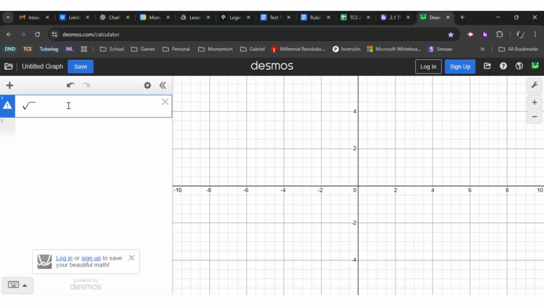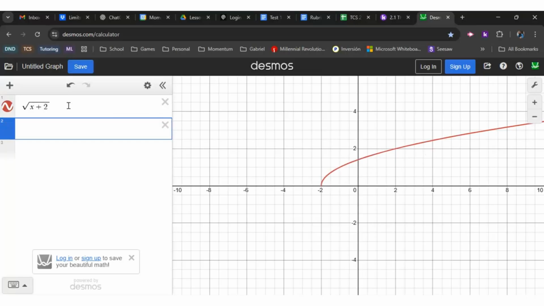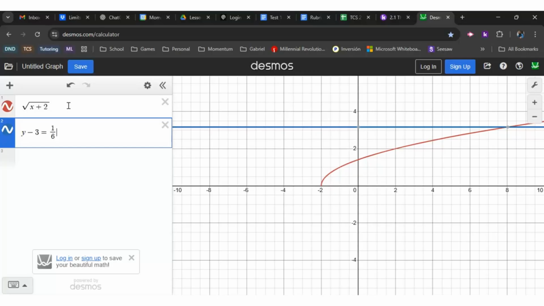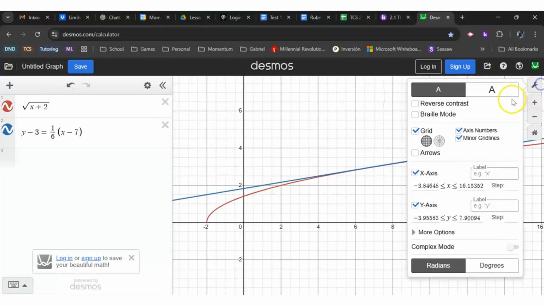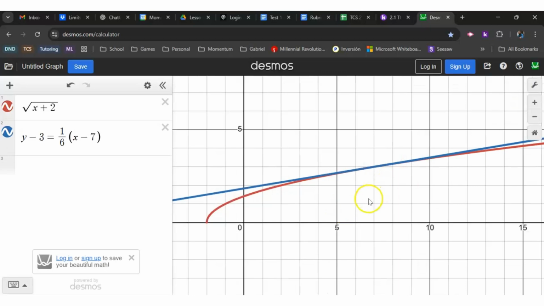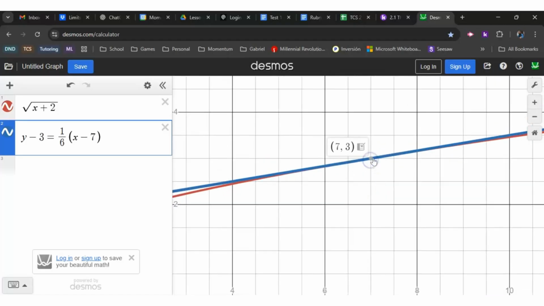So the first function was square root of x plus 2, right? And then we wrote the equation of the tangent line, which was y minus 3 equals 1/6 x minus 7. Now, when we look here, these two equations should only touch once at the point of tangency, and it should be at 7. So let's zoom in a little bit at 7 so we can kind of see this. That's the only place they touch, right? Why at 7? Because that's where we force the point of tangency to be.